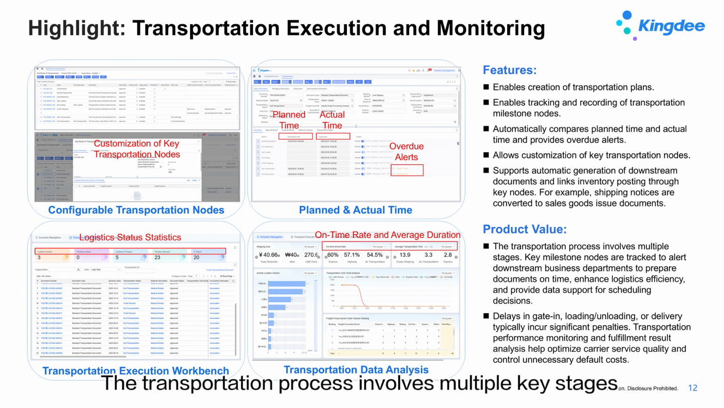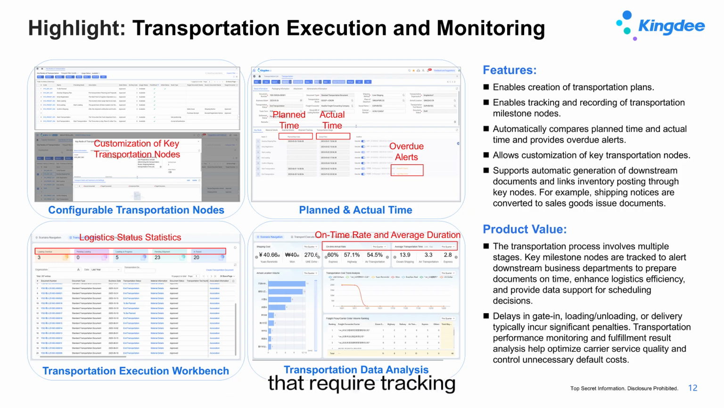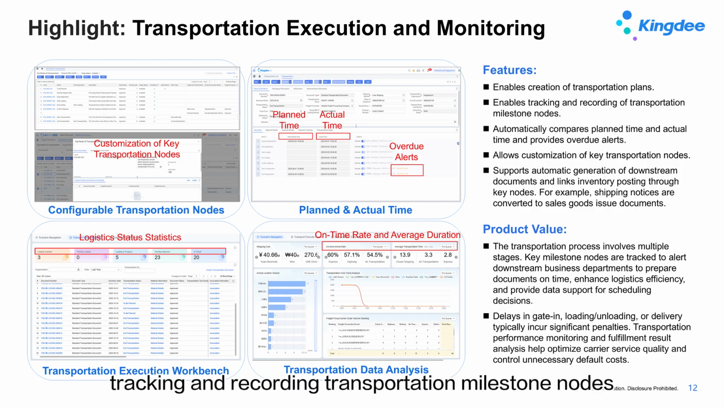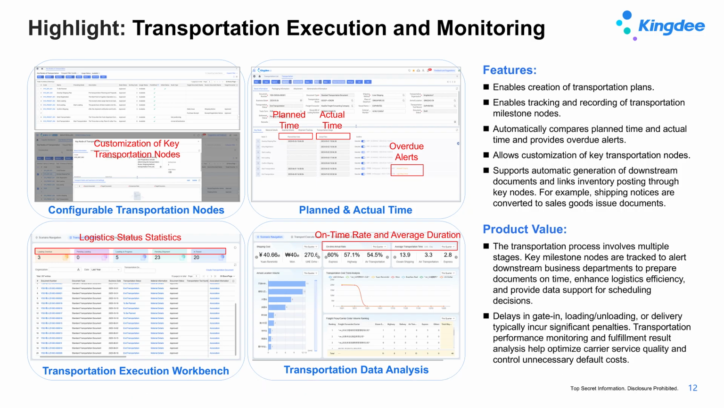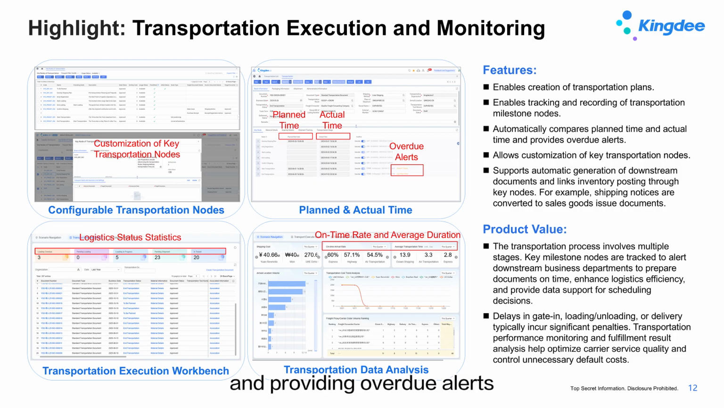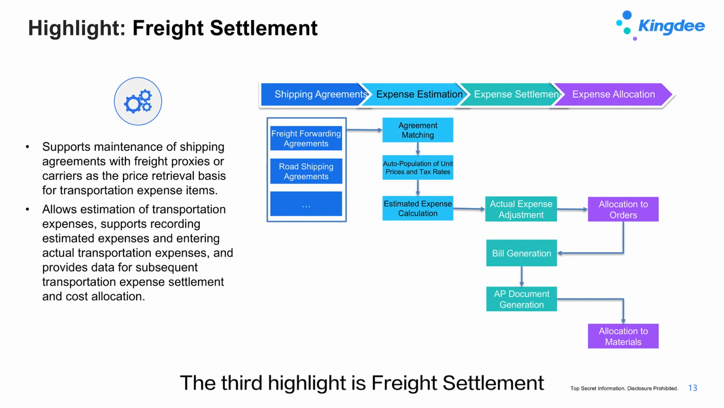The transportation process involves multiple key stages that require tracking to ensure timely document preparation, avoid penalties from delays, enable issue tracing, and improve logistics efficiency. The system supports creating transportation plans, tracking and recording transportation milestone nodes, automatically comparing planned time and actual time, and providing overdue alerts. The third highlight is freight settlement.